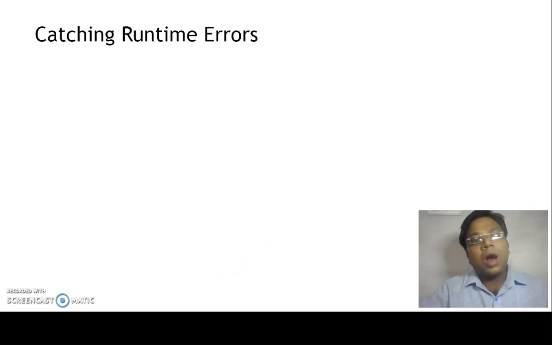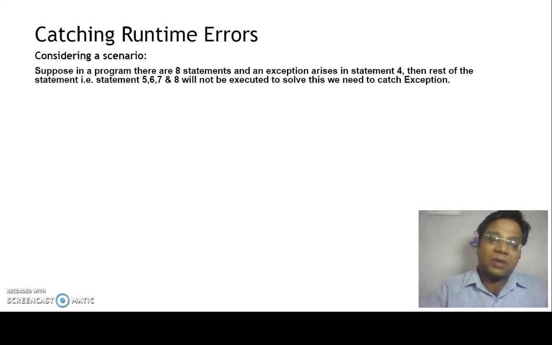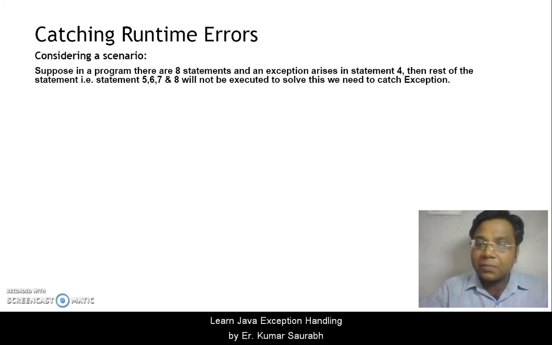Now, how to catch this error? Our objective is that if any particular statement raises an exception, then that statement will not be executed, but the rest of the statements will execute. So how to catch runtime errors? We consider the same scenario in which the exception arises in statement number 4, and due to this statements 5, 6, 7 will not be executed, and to solve this we need to catch the exception.